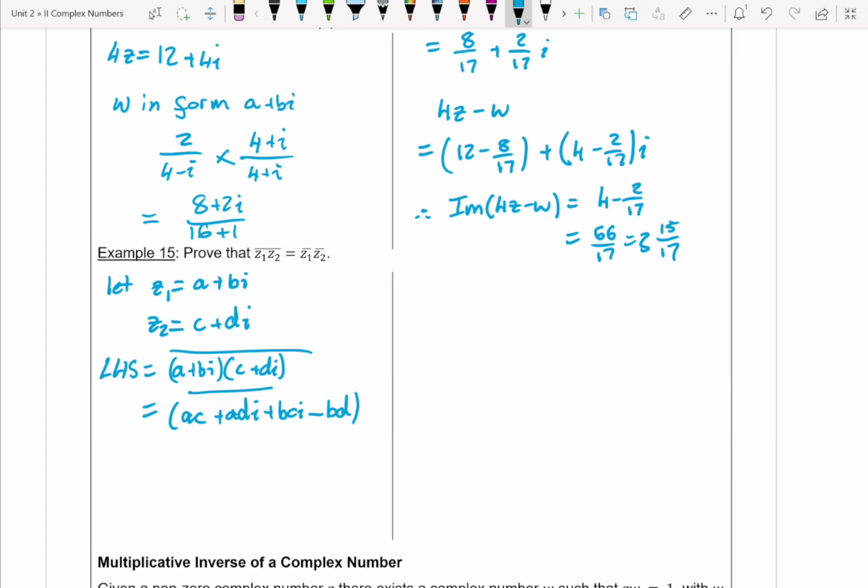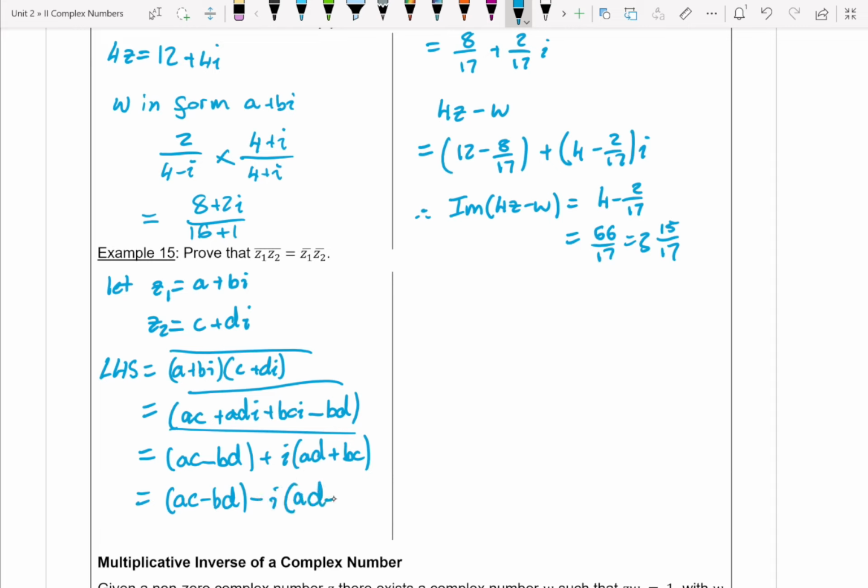We want to take the conjugate of that, but to do that we need to know what's the real and what's the imaginary. So our real component is ac minus bd. Our imaginary component is ad plus bc. And so if we take the conjugate of that, we're going to get ac minus bd minus i(ad plus bc). So let's see what the right-hand side looks like.